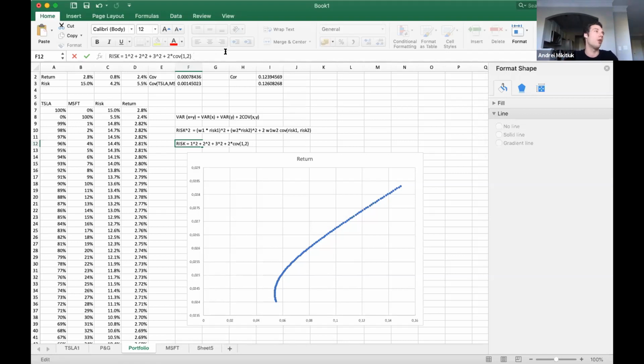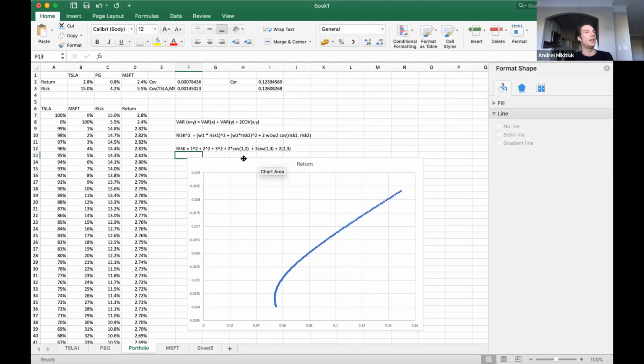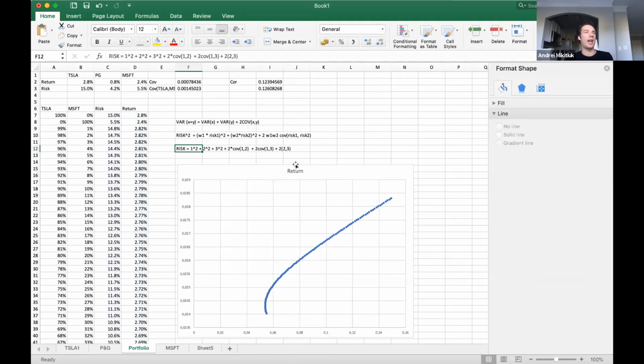2 covariances of Tesla and Microsoft, plus 2 covariances of Tesla and Procter & Gamble, plus 2 covariances of Procter & Gamble and Microsoft. So basically the same logic. It is like squared variances plus all possible pairs of covariances. And the way to represent that, and what people sometimes do, and it's quite a nice way, it's called the covariance matrix.